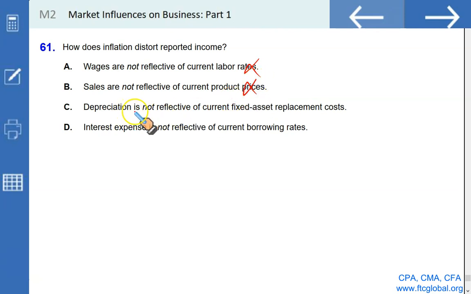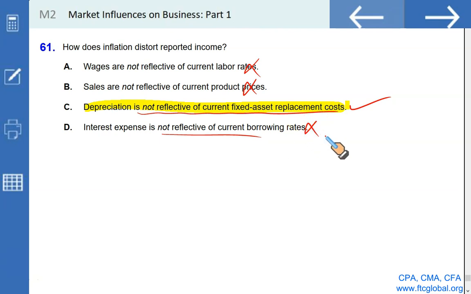C. Depreciation is not reflective of current fixed asset replacement cost. This is absolutely right because depreciation is a systematic allocation of the depreciable base over the life of the asset, so not necessarily incorporating the effect of inflation. This is true. Why not D? Interest expense is not reflective of current borrowing rate. Again, this is wrong because interest rates include an inflation premium. So this is again not a right option.